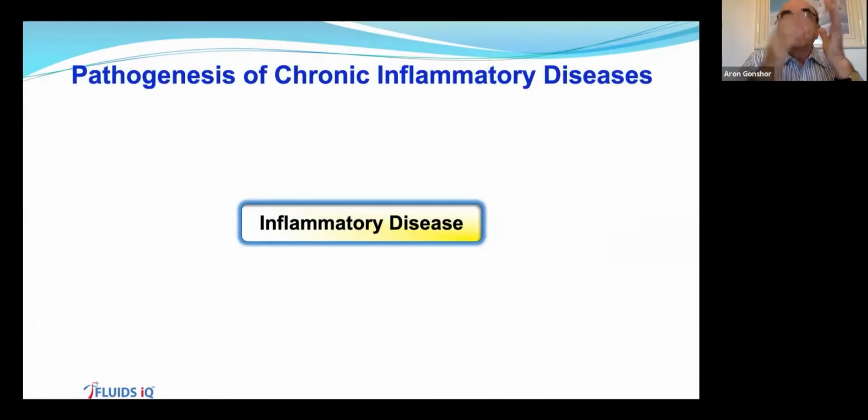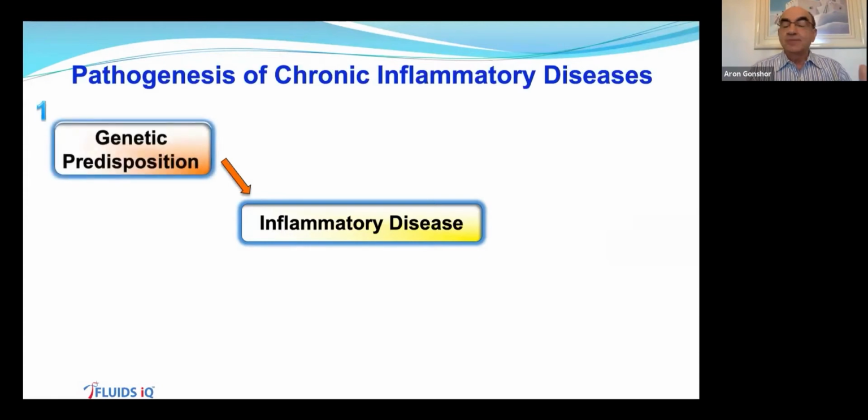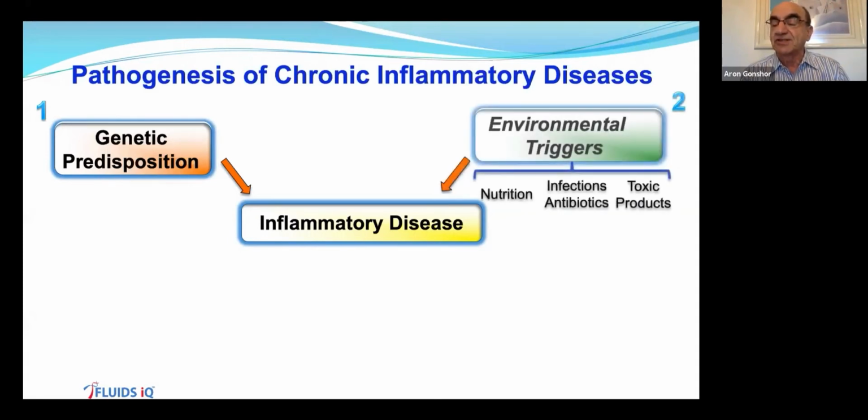So if we were to look at the pathogenesis of chronic inflammatory disease, what are we looking at? Well, the first thing is genetic predisposition. Of course, you can't forget that. Genetics plays a role. But let me be very clear. Genetics doesn't change over a year, over 100 years, 1,000 years. It takes tens to hundreds of thousands of years. So that cannot be the major reason why we are seeing increases in chronic inflammatory disease.